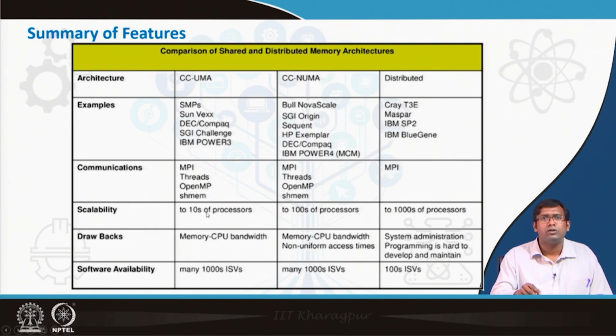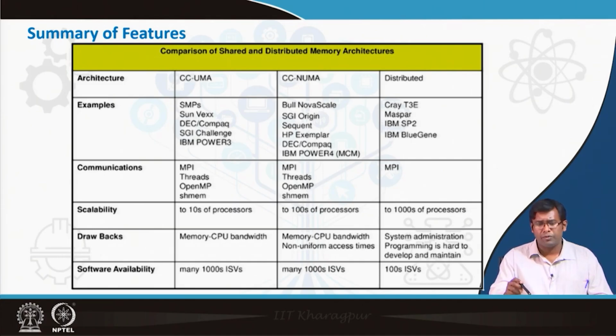This machine can be scaled to tens of processors: 20, 30, 40, 80, 100 processors can be put in a single motherboard or single bus or an interconnect which is connected to the same piece of memory. The drawback is memory-CPU bandwidth, because many processors are trying to access the same memory, and also cache coherence, etc. A large number of independent software vendors, almost everybody's program software, is written for this type of arrangement, the uniform memory access, centralized computer arrangement, shared memory system arrangement.